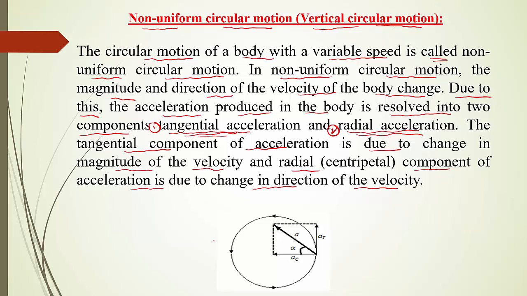You can observe this diagram. This is a circular path and the object is moving with a different velocity. So we take A as a vector. This vector is resolved into two components, the tangential component and the radial component. The tangential component is due to change in magnitude. The radial component is due to change in direction. So these are the two components of acceleration.